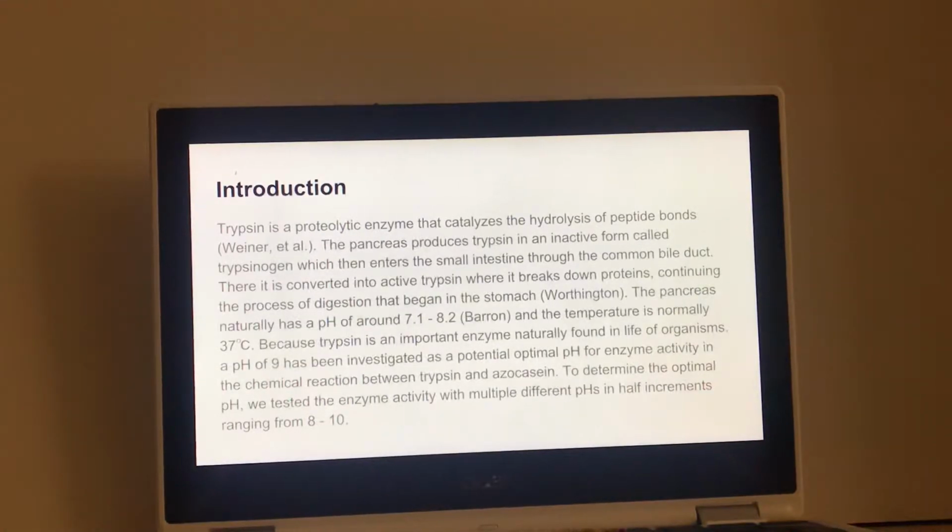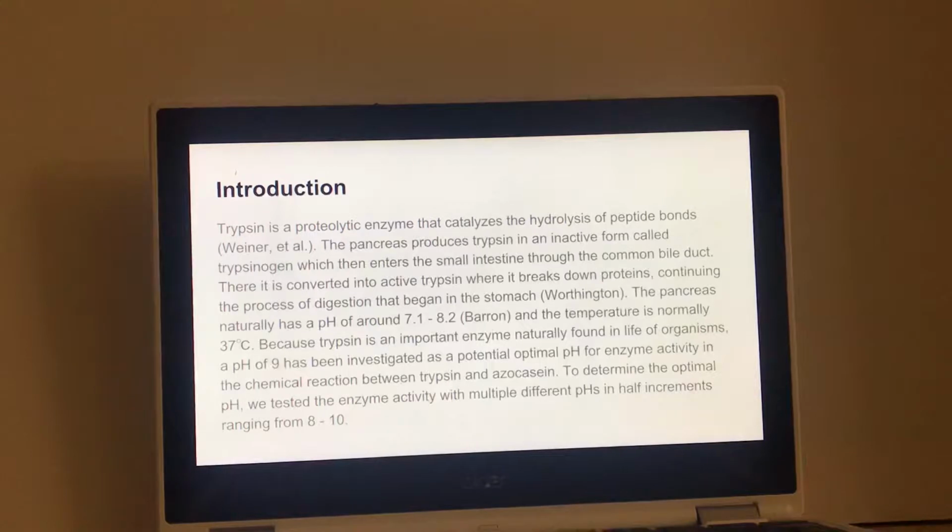Introduction. To start this off, enzymes are basically catalyst proteins that help increase the rate of chemical reactions. They speed up chemical reactions, and the special thing about them is that they do not get altered during that process. They stay the same throughout the whole process. The way enzymes speed up chemical reactions is that they lower the activation energy of the chemical reaction, and they bind to the reactants while that's happening.